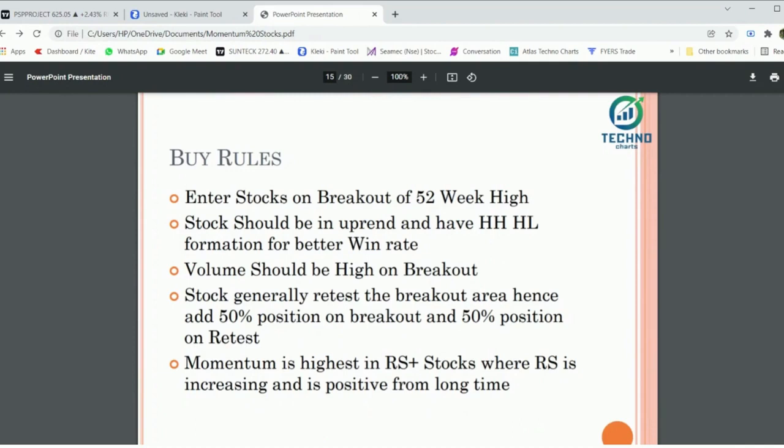Volume should be high on breakout, and stocks generally retest the breakout area. Hence, safe traders should add 50% position on breakout and 50% position on retest. Momentum is highest in RS positive stocks where RS is increasing and is positive from a very long time.